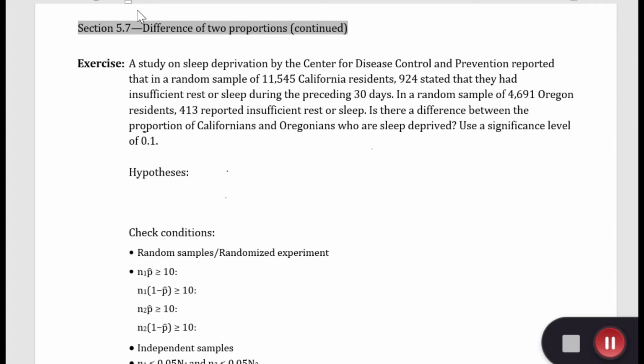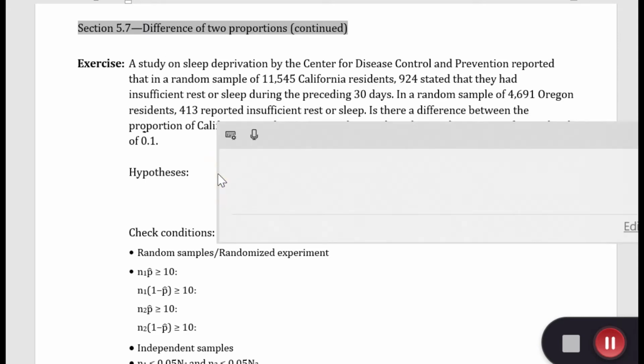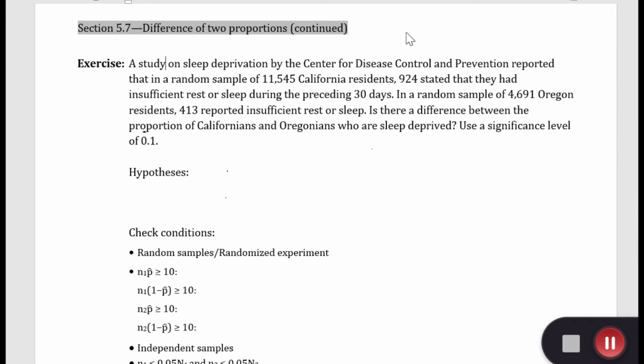So the first thing that we have to do, since this is a hypothesis test, is write our hypotheses. We have our null, and we have our alternative hypothesis. Here we're looking at the proportions, so our parameter is going to be a p, the p symbol. But we have two different proportions that we're looking into here: the proportion of Californians and the proportion of Oregonians.